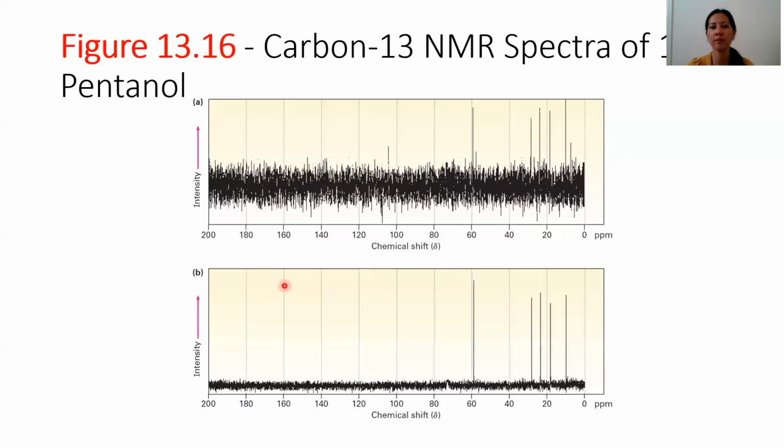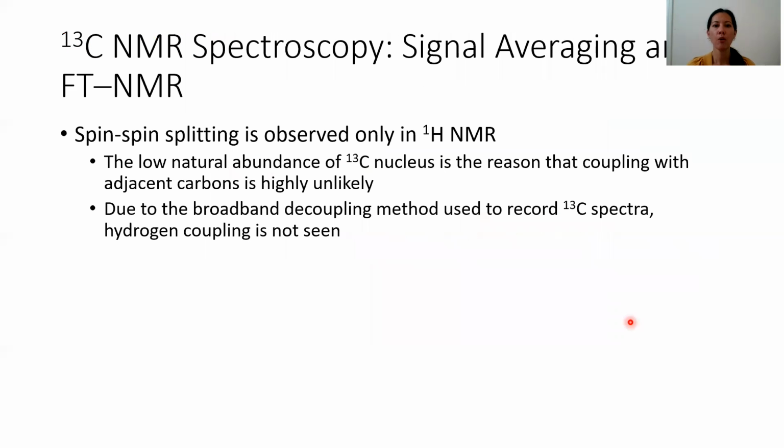Let me show you the difference this makes. Without that effect, you get a really noisy NMR spectrum for carbon 13 NMR. But if you do the Fourier transform and average those out, you get a much cleaner spectrum showing the key peaks here. Just to let you know, you're only going to see singlets here. We're not going to see any of the splitting patterns that you observe with proton NMR. Number one, you have a low abundance of C13, and there's a decoupling method used that does not allow for coupling with hydrogen.